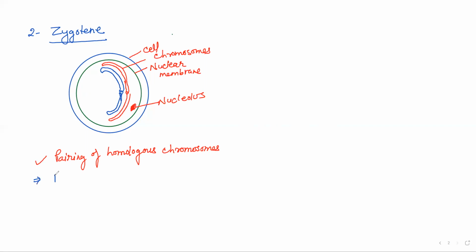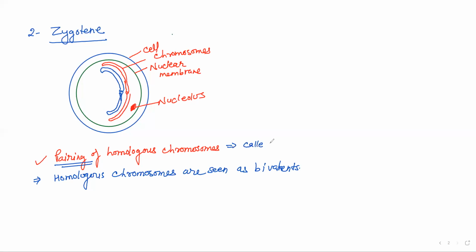Very important part. Homologous chromosomes are seen as bivalents. And this pairing of homologous chromosomes is what is called synapsis.